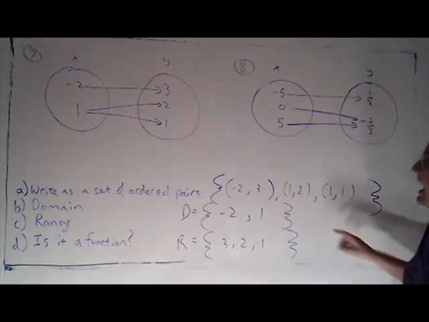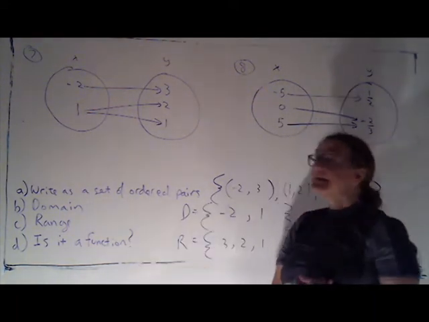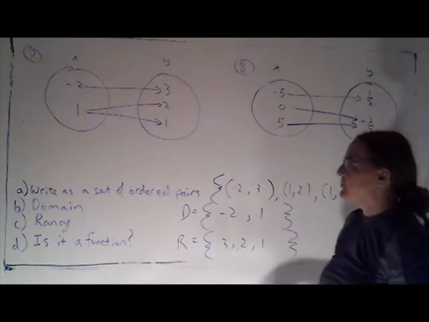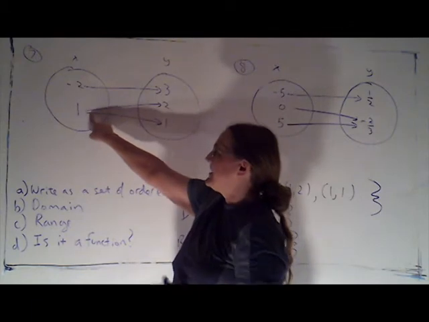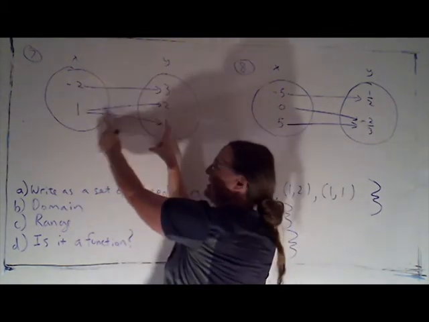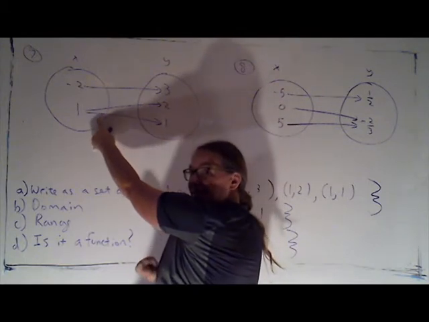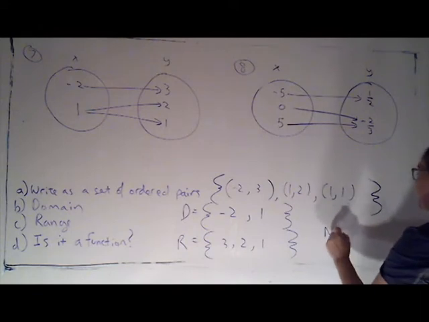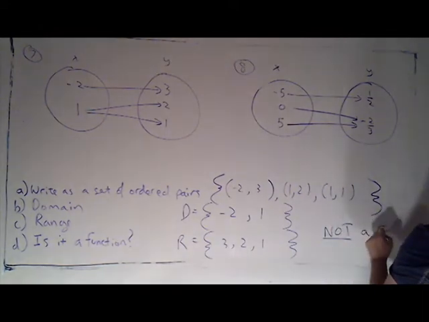Okay. And then part D asks us, is this a function? And the rule is each input has to have a unique output. Well, here are my inputs, and I can see this input has two different numbers that it points to. There are two arrows leading from this x value, so it's associated with two different y values, so this one is not a function.